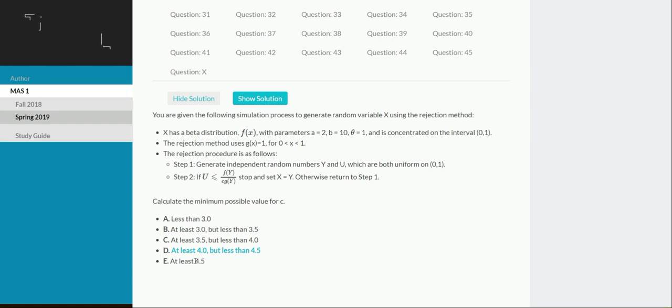The rejection procedure is as follows. Step 1. Generate independent random numbers y and u which are both uniform on 0, 1. Step 2. If u is less than or equal to f of y over c times g of y, stop and set x equal to y. Otherwise, return to step 1. Calculate the minimum possible value for c.